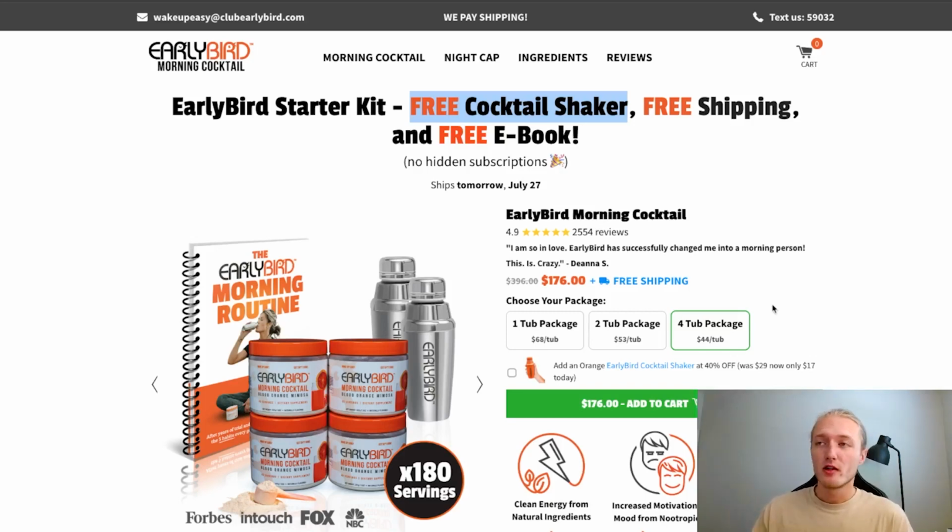So by offer stacking and then also including little upsells like, add this orange Early Bird cocktail shaker at 40% off. Was $29, but now only $17. If the customer is going to purchase with you and they have made that decision, then it is much easier to sell them on that second or third product. So you might as well maximize your advertising dollars and make sure you have upsells set up on your website. Make sure your offer is irresistible to your customers and they really feel like they're getting value for what they're paying.